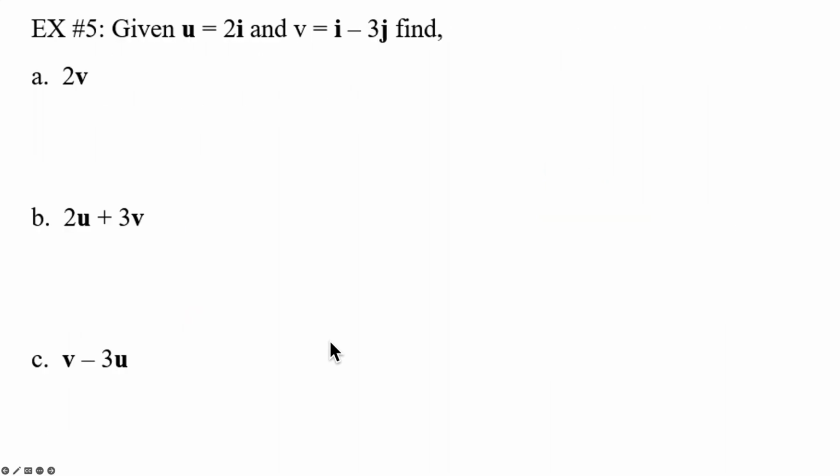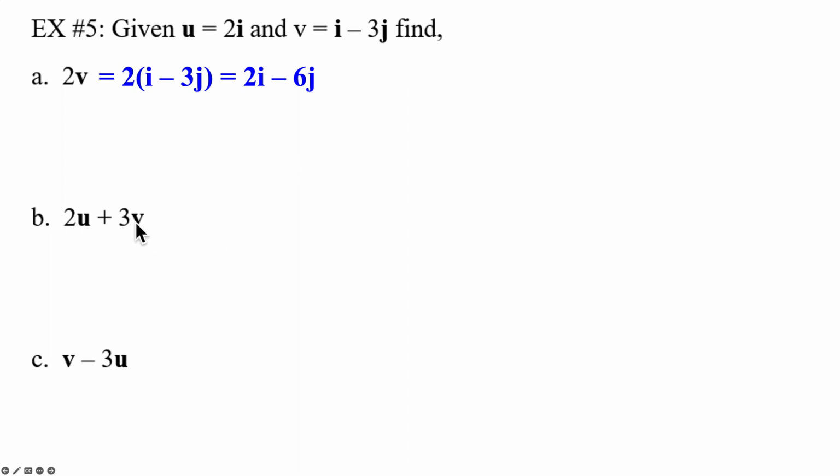So if we did some operations with these, vector u is equal to 2i. Notice there's no j, so that means it's a plus 0j. It's optional to put that in there, but it's not necessary. And v is 1i minus 3j. So if I wanted to find 2v, take the 2 and distribute it into the v vector, 2i minus 6j.